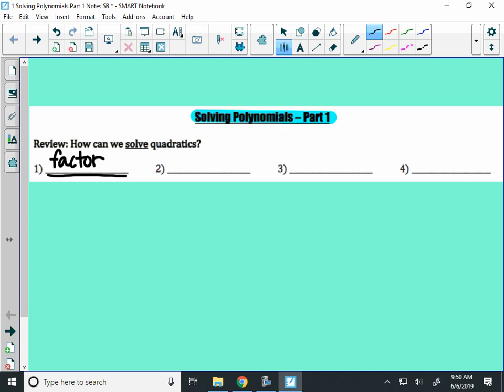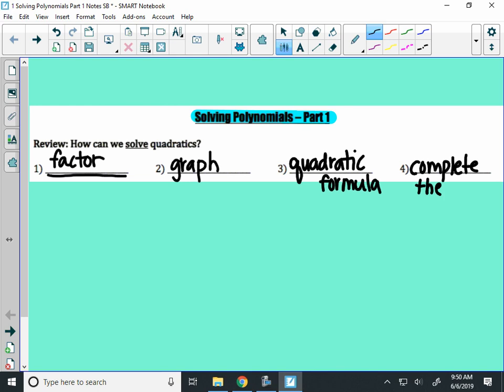We could solve by graphing, so we would type the equation into our calculator or Desmos, see where we cross the x-axis. We could use the quadratic formula, which we're going to use again here today. Or we could solve by completing the square, which we might also use again. Okay, so I have those 4 methods. Now, how do I use those to solve?